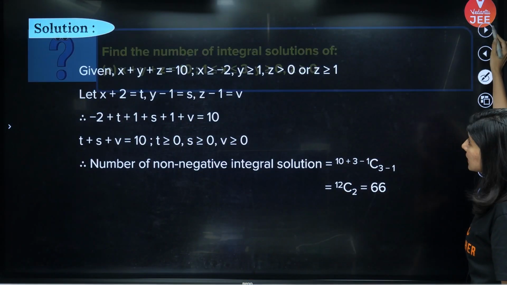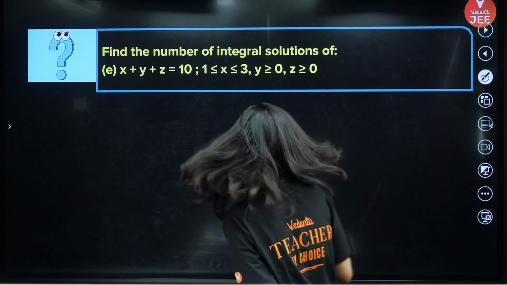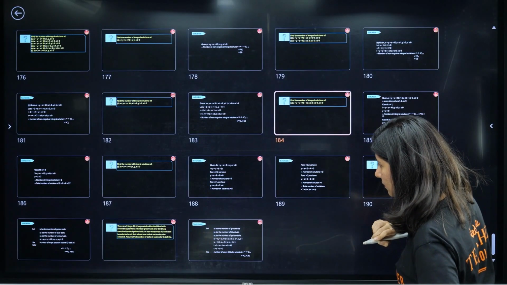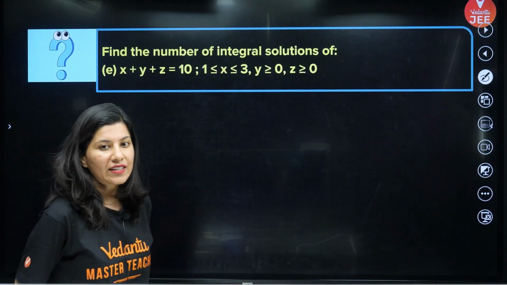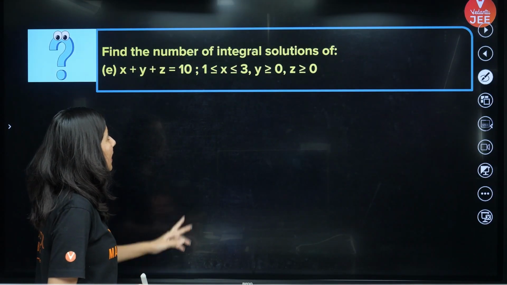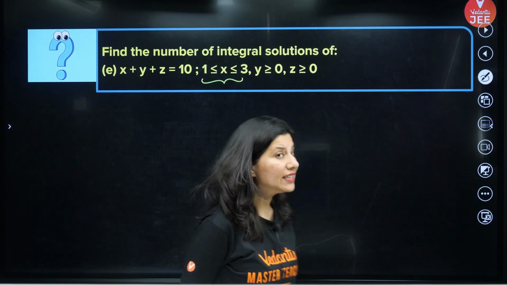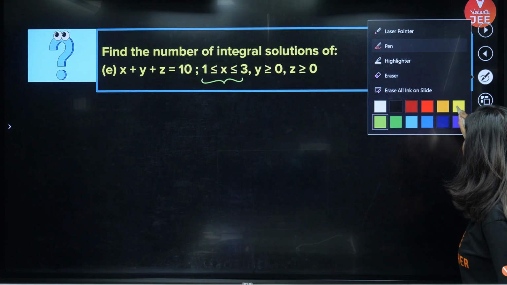Any confusion? All right. Another question. Now this is the last question. Let me check. Yeah, so this is the last question. Okay. Find the number of integral solutions of x plus y plus z is 10. Now, x is lying between 1 to 3 and y and z both greater than or equal to 0.